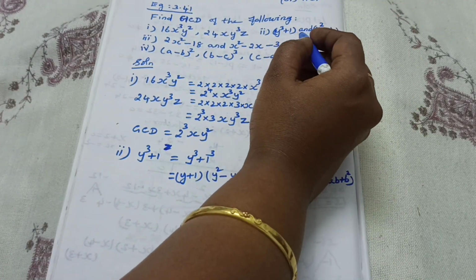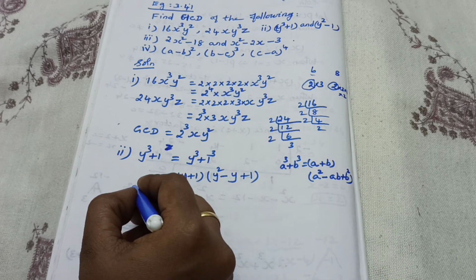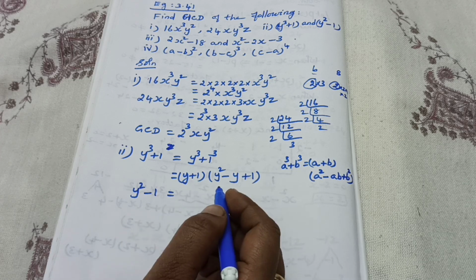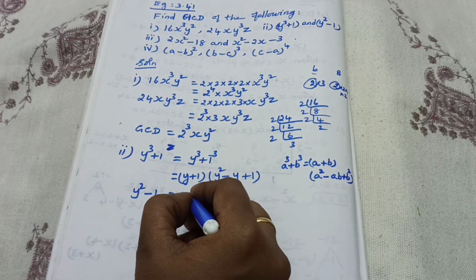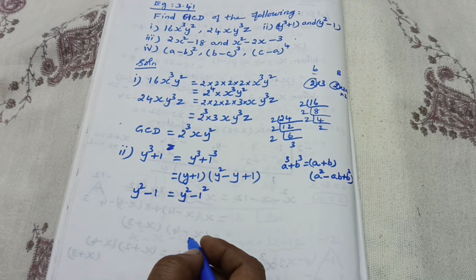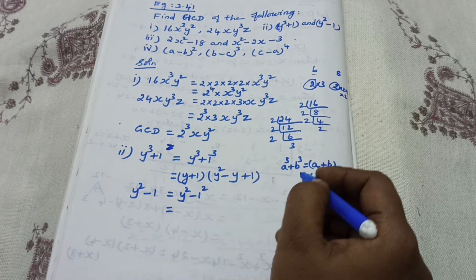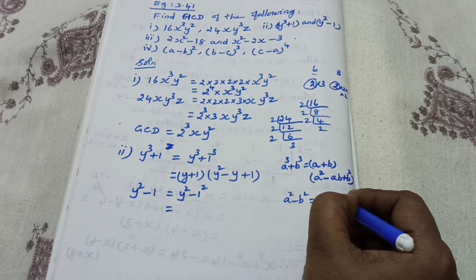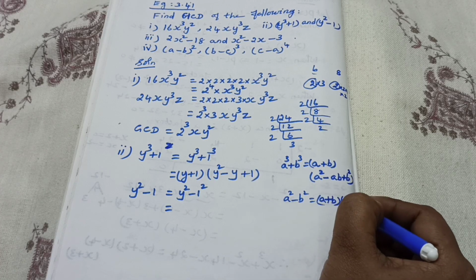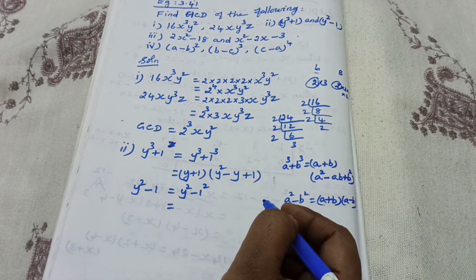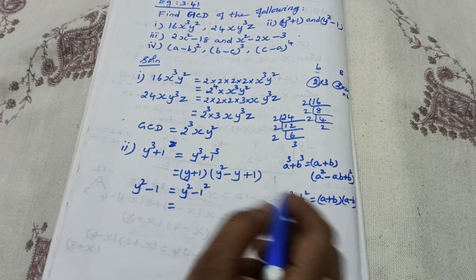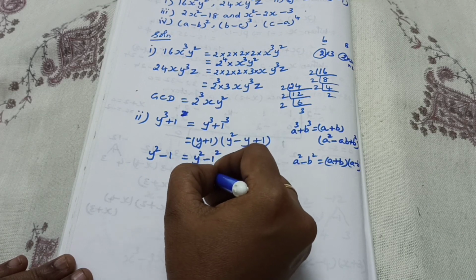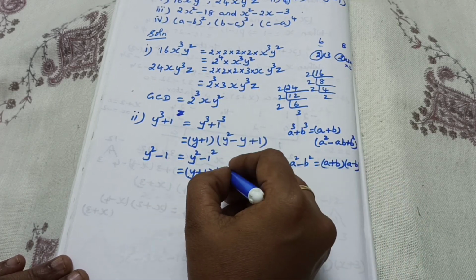Then y cube plus 1 and y square minus 1. The second polynomial you should take is y square minus 1. This is the question. This we can write as y square minus 1 square. Then this is of the form a square minus b square, which is equal to a plus b into a minus b. Instead of a, y is there, instead of b, 1 is there. So a plus b means y plus 1, into y minus 1.